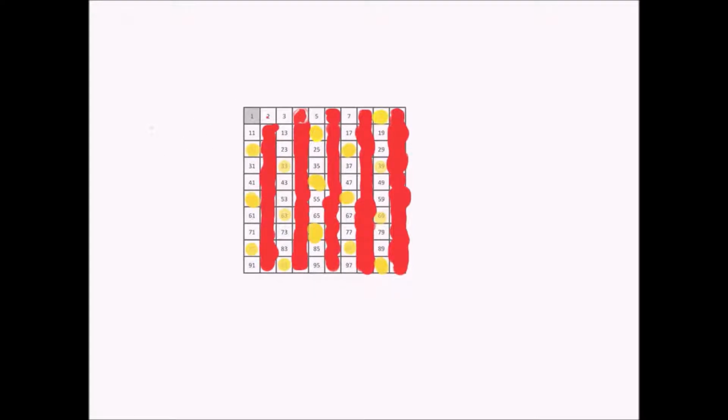Next of all we have 4, but we don't need to look at 4 because all the multiples of 2 include all the multiples of 4. So in fact we only really need to look at the small prime numbers. So 4 isn't prime, so we'll skip to 5.